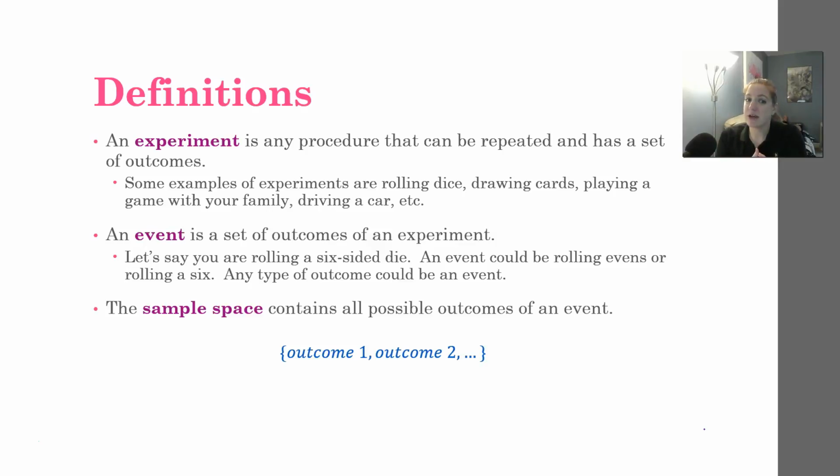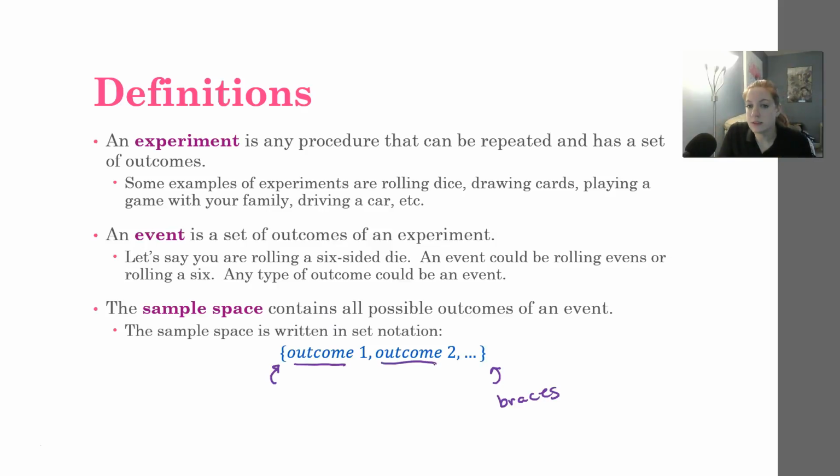That leads us straight into the sample space, which is basically a list of all possible outcomes for an event. And sample spaces are written in set notation. What does set notation mean? It means you're going to have 2 braces. These are called braces, little squiggly lines. And you're going to write your outcomes inside those braces with commas separating them. You write out all the different outcomes. There could be just 2, there could be 1, there could be none. Just list them all out.